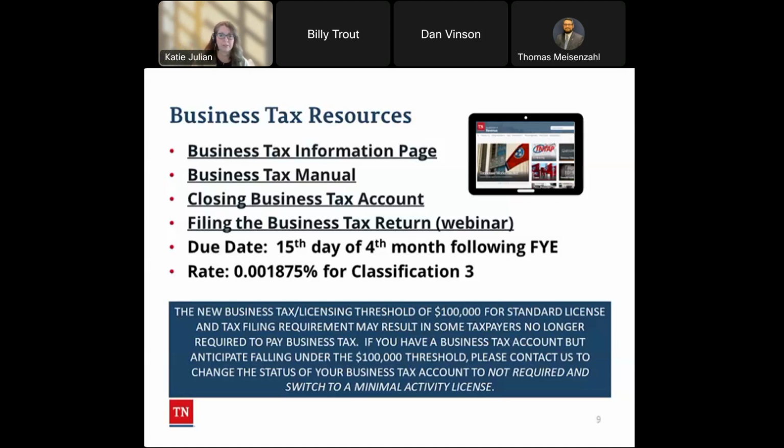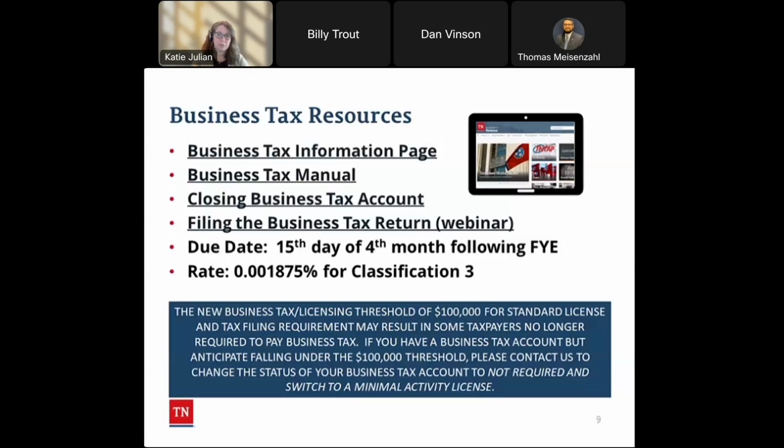Short-term rentals are classified under Class 3 for business license and business tax purposes. The rate on that is 0.001875. Our business tax rates are real low. Again, they're based on, you multiply that out by your gross receipts.